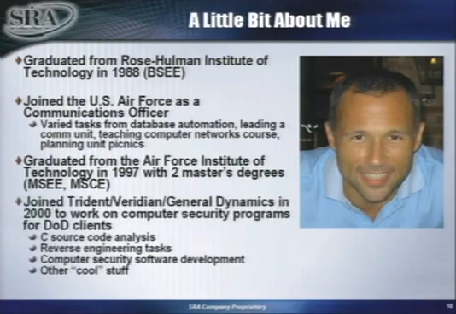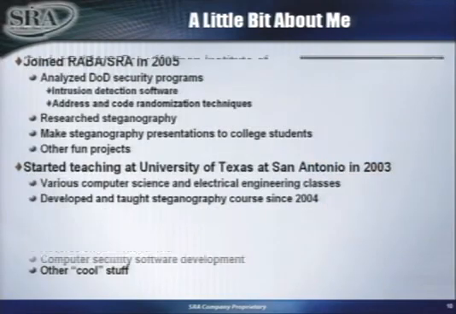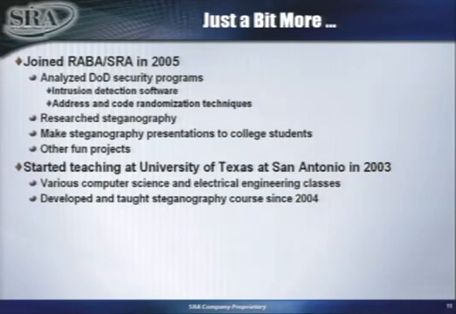Then I joined Trident, which was bought by Veridian, which was bought by General Dynamics, and Joel already read some of these things, so I'll skip that. Did some neat projects. Then I joined RABA, which was bought by SRA. So I'm kind of waiting for the third purchase to take place here. It could happen someday. And basically doing the same kind of work for a different company.